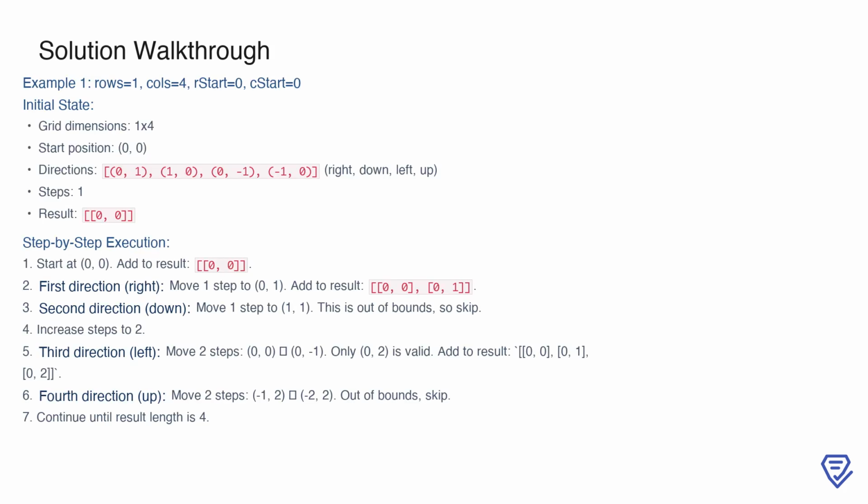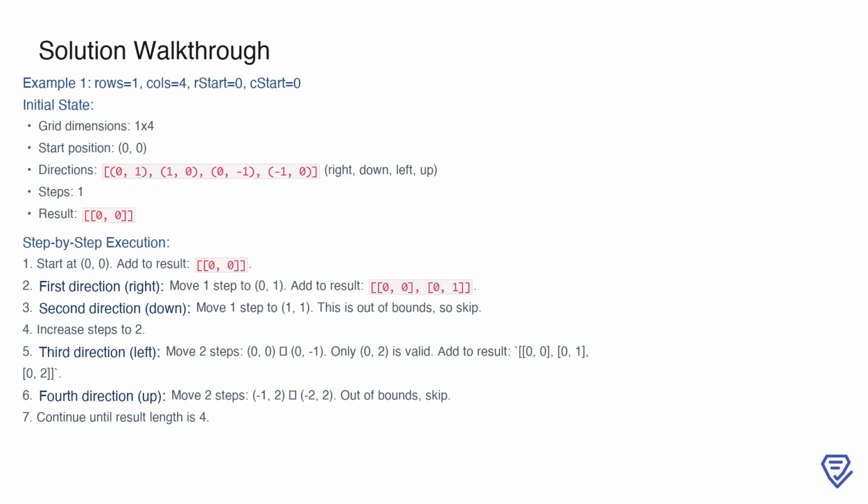To solve the spiral matrix 3 problem, we start by looking at example 1. Here, the grid has dimensions of 1 row and 4 columns, and the starting position is at the top left corner, 0, 0. We initialize our directional movements as right, down, left, and up, represented as 0, 1, 1, 0, 0, -1, -1, 0. Initially, we set the steps to 1, and our result array contains just the starting position, 0, 0. Now, we begin the process.